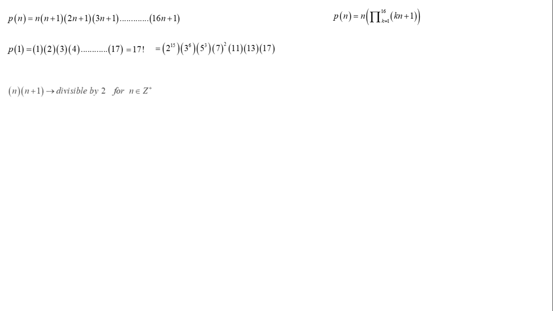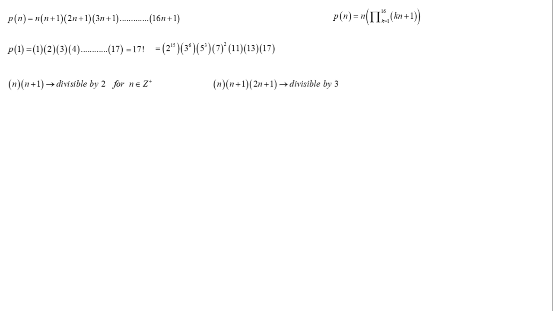So when we start with the two brackets, n times (n plus 1), we can notice that it is always divisible by 2 for n belonging to the positive integers, because if n is even, it will be divisible by 2, and if n is odd, n plus 1 will be even and it also will be divisible by 2.